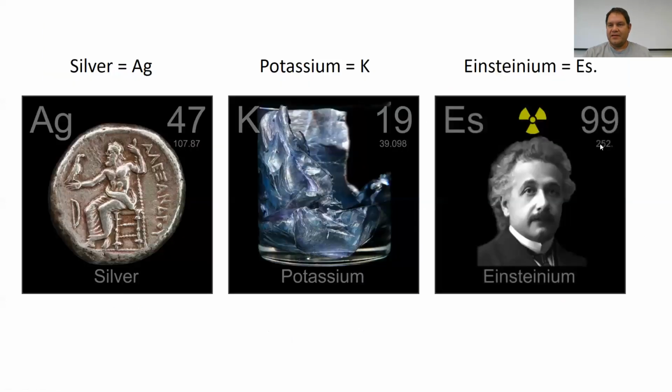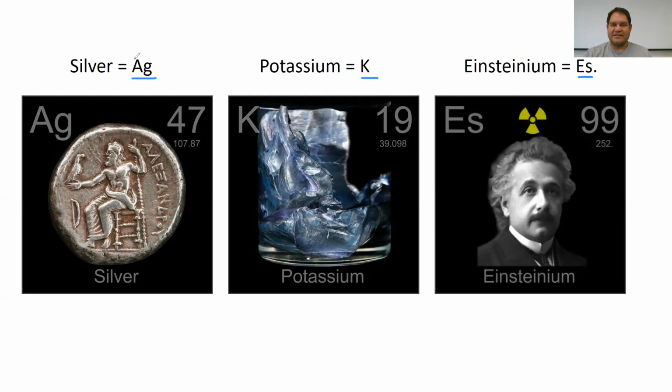All right, now, it's important to understand that all elements have a specific name, all right? And here's a few examples. We have silver, we have potassium, and we have Einsteinium. Now, every element that has a name also has a corresponding symbol. For instance, silver has the symbol Ag, and potassium is K, and Einsteinium is Es.